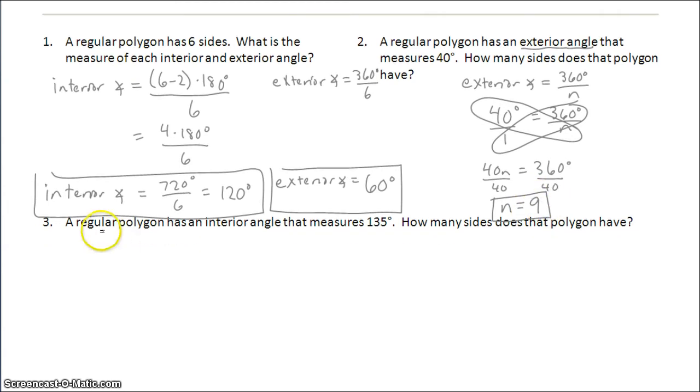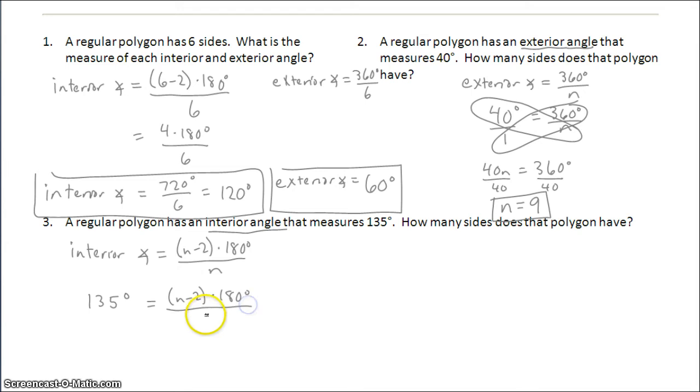Last example. A regular polygon has an interior angle that measures 135 degrees. So I know the interior angle, and I need to find out how many sides that polygon has. Since I know the interior angle, that's where I'm going to start. I'm going to start with the measure of one interior angle formula: n minus 2 times 180 all over n. And I'm going to plug in what I know. I know that my interior angle is 135 degrees. And what I don't know, my unknown, is n, the number of sides.